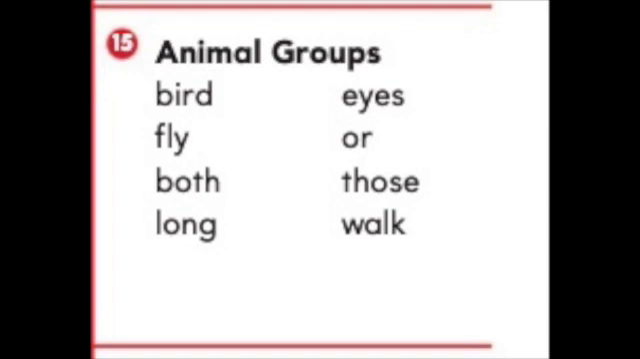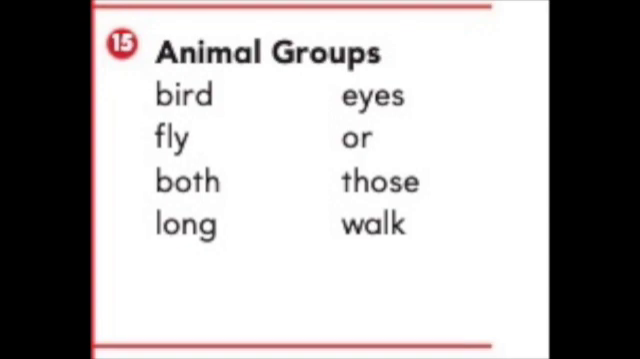Eyes, I think you know what eyes are. You have them on your face. We're going to see a lot of different kinds of eyes in our animal groups book today. Fly, and that's what we just talked about. When birds fly, that means they flap their wings and they get to float in the air. I wonder if you think it would be cool to fly.